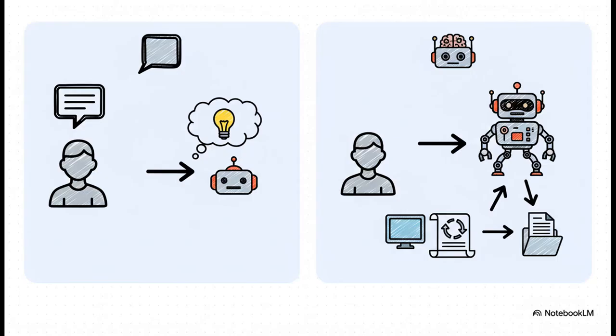So, this slide right here shows the most fundamental difference. On the left, you've got your standard chatbot. You ask it to write a script, and it spits out the code for you. Cool. But on the right, you have Agent Zero. You give it the exact same goal, and it actually opens a terminal, writes the script, runs it, fixes the bugs, and then saves the final working file. One is an advisor, the other is your new employee.